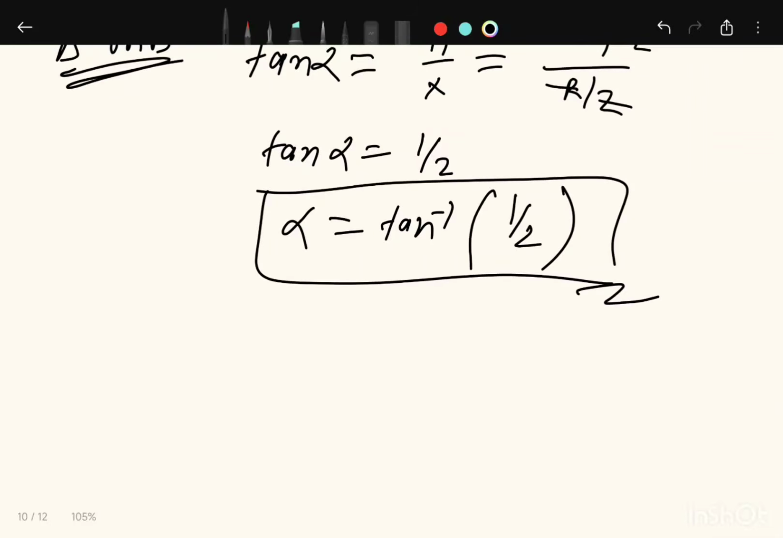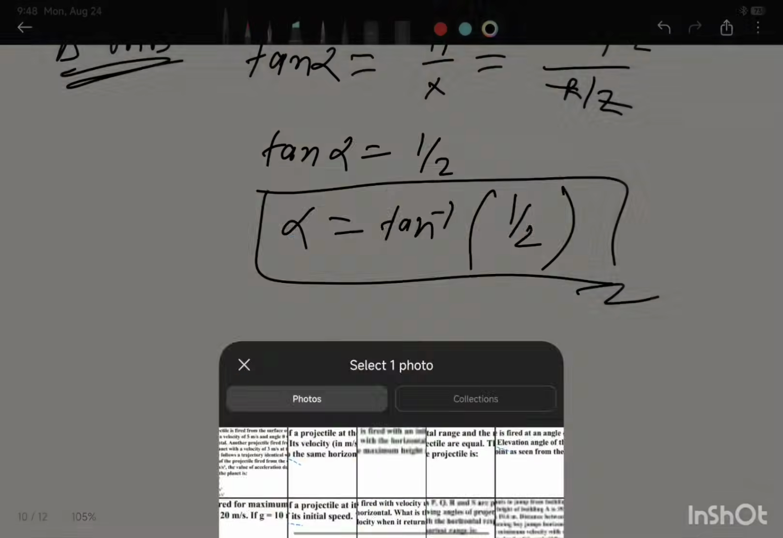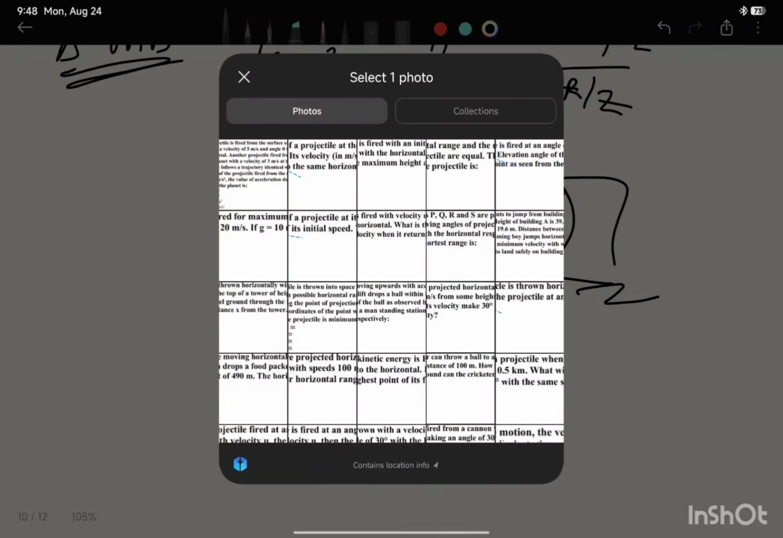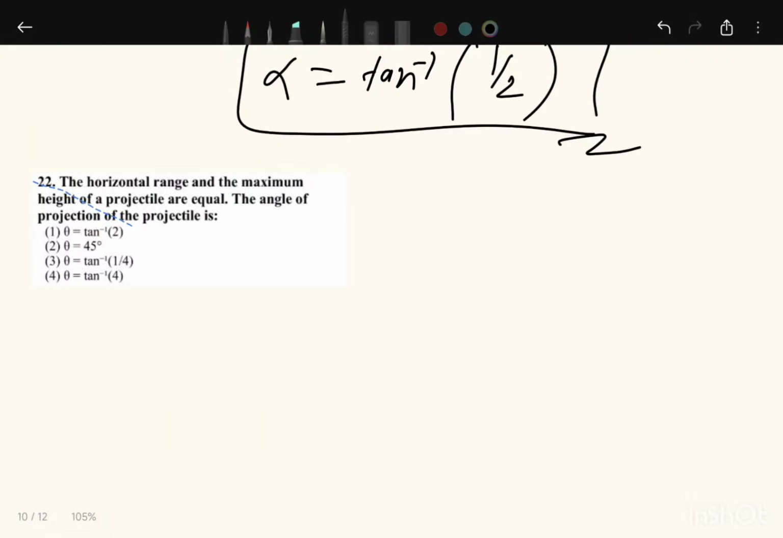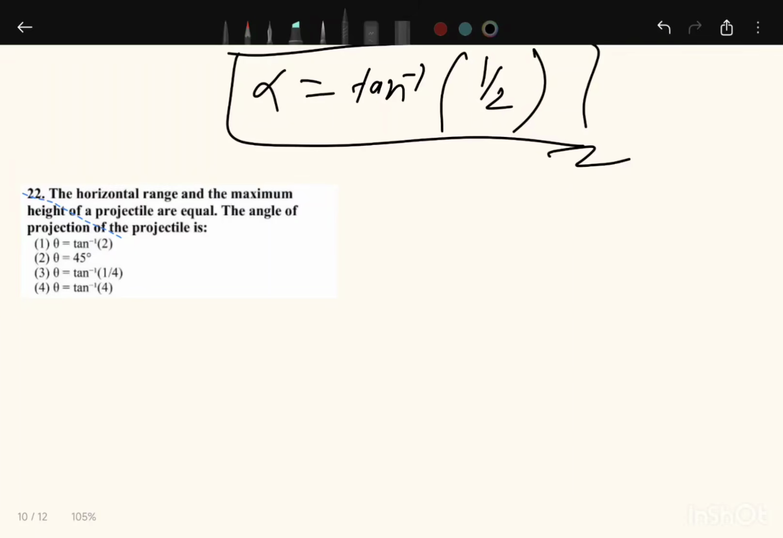So let me proceed to the next question. Question number 22. Question 22 is easy, I guess. The horizontal range and the maximum height of a projectile are equal. So we have to find the angle of projection.